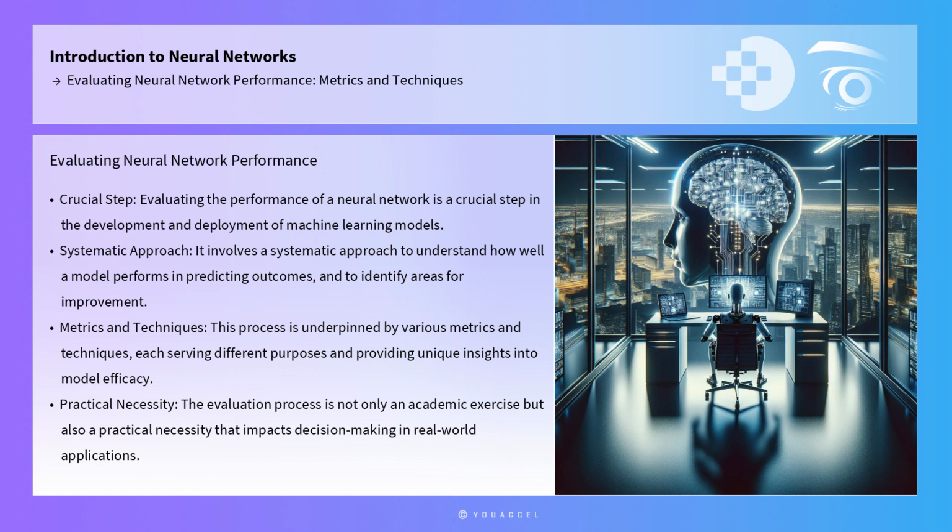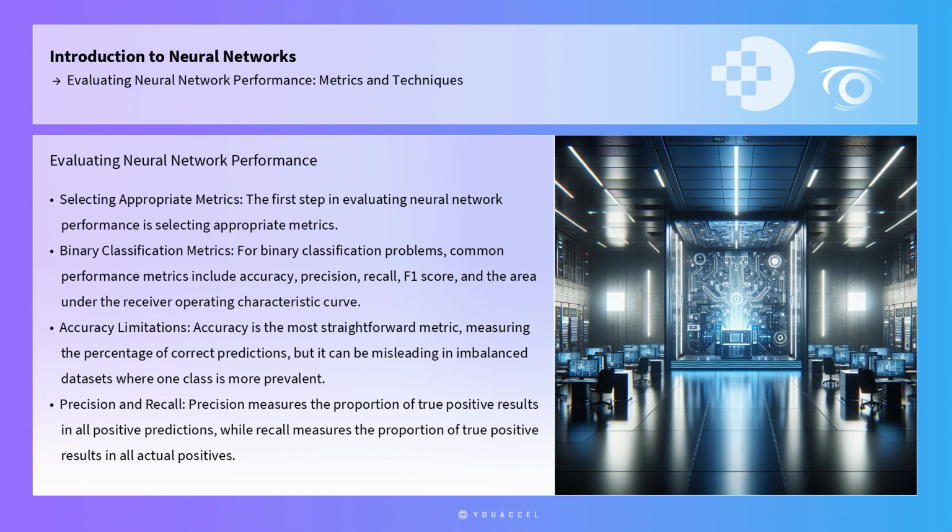applications. The first step in evaluating neural network performance is selecting appropriate metrics. Different types of problems require different metrics. For binary classification problems, common performance metrics include accuracy, precision, recall, F1 score, and the area under the receiver operating characteristic curve. Accuracy is the most straightforward metric, measuring the percentage of correct predictions. However, it can be misleading in imbalanced datasets where one class is more prevalent.